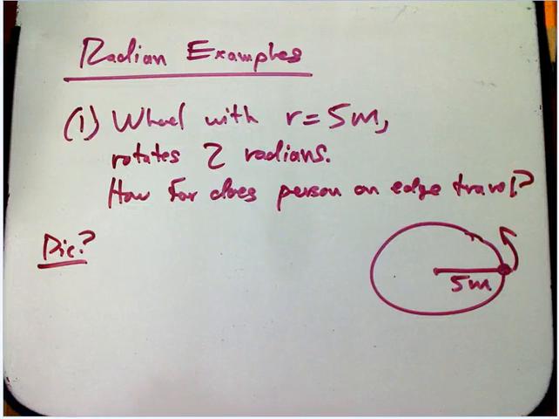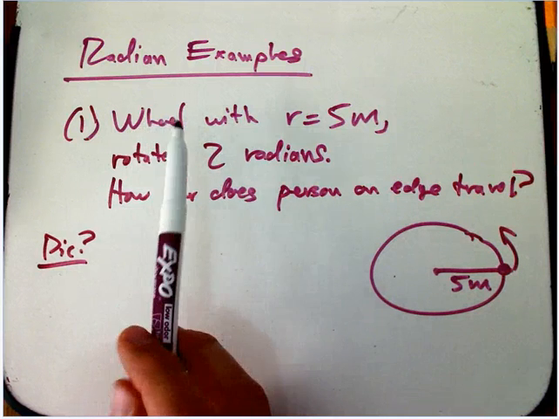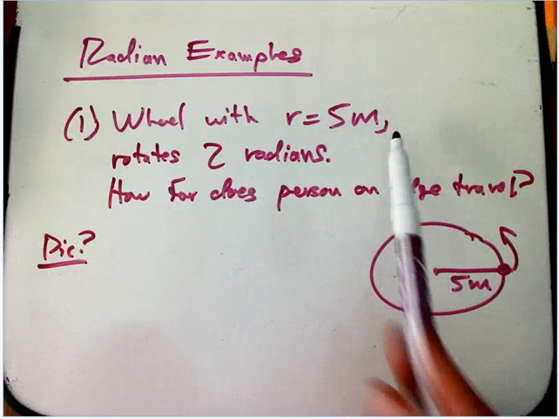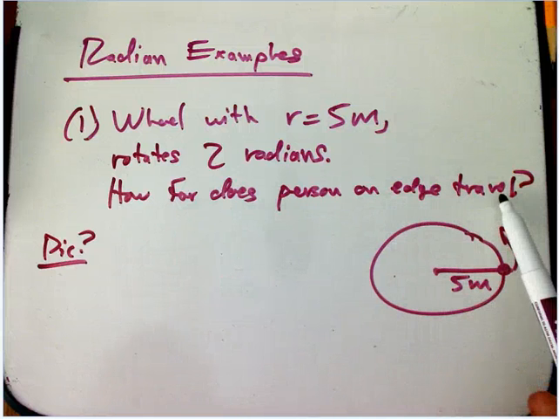Let's look at some explicit radian examples. We've got a wheel. Let's say it's a small Ferris wheel or some sort of amusement park ride with radius 5 meters, about 16 feet, and it rotates 2 radians. How far does a person on the edge travel?